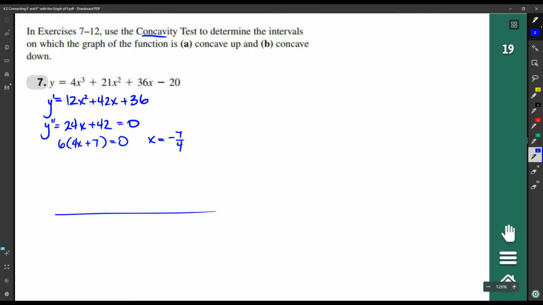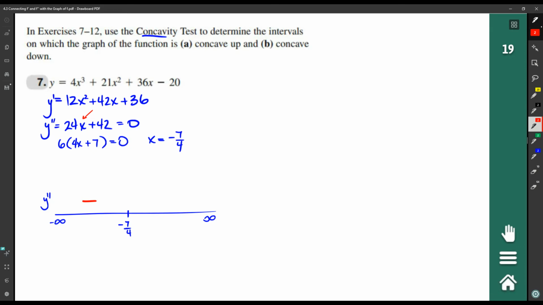So my number line goes from negative infinity to positive infinity, since this is a function defined on the entire real number line. I have a partition where x is negative 7/4, and I'm testing y double prime. Let's take a test value between negative infinity and negative 7/4. How about negative 2? Plugging negative 2 into the second derivative gives 24 times negative 2, which is negative 48, plus 42 is negative 6, so y double prime is negative in this interval.